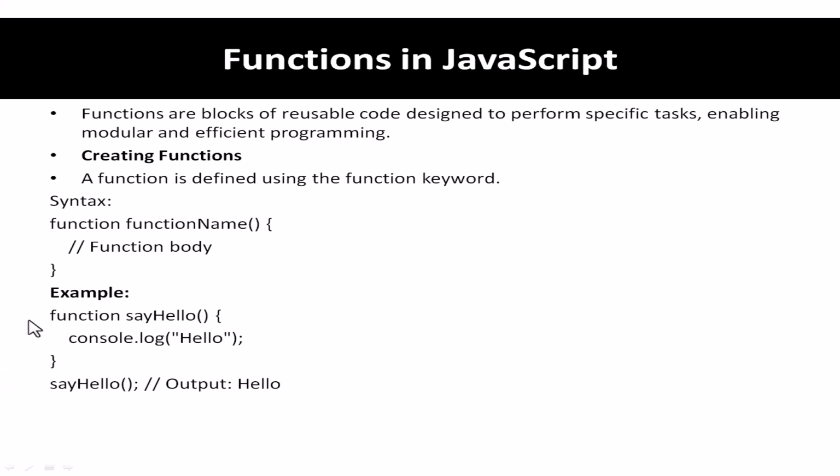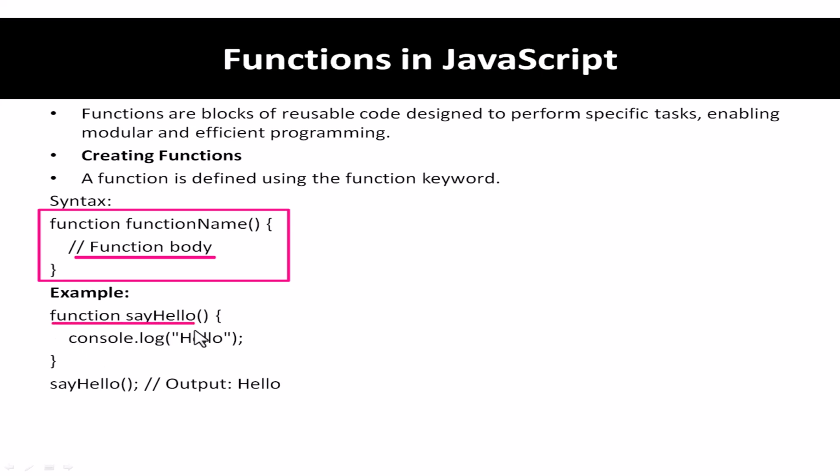For example, the keyword function followed by the function name. Here you write the statements inside the function body. Now here we have a function whose name is say hello. Whenever it is called, it is going to print console.log hello. To call the function, you write say hello followed by parentheses and end with a semicolon. Inside the console.log we have given hello, so it is going to print the output hello.